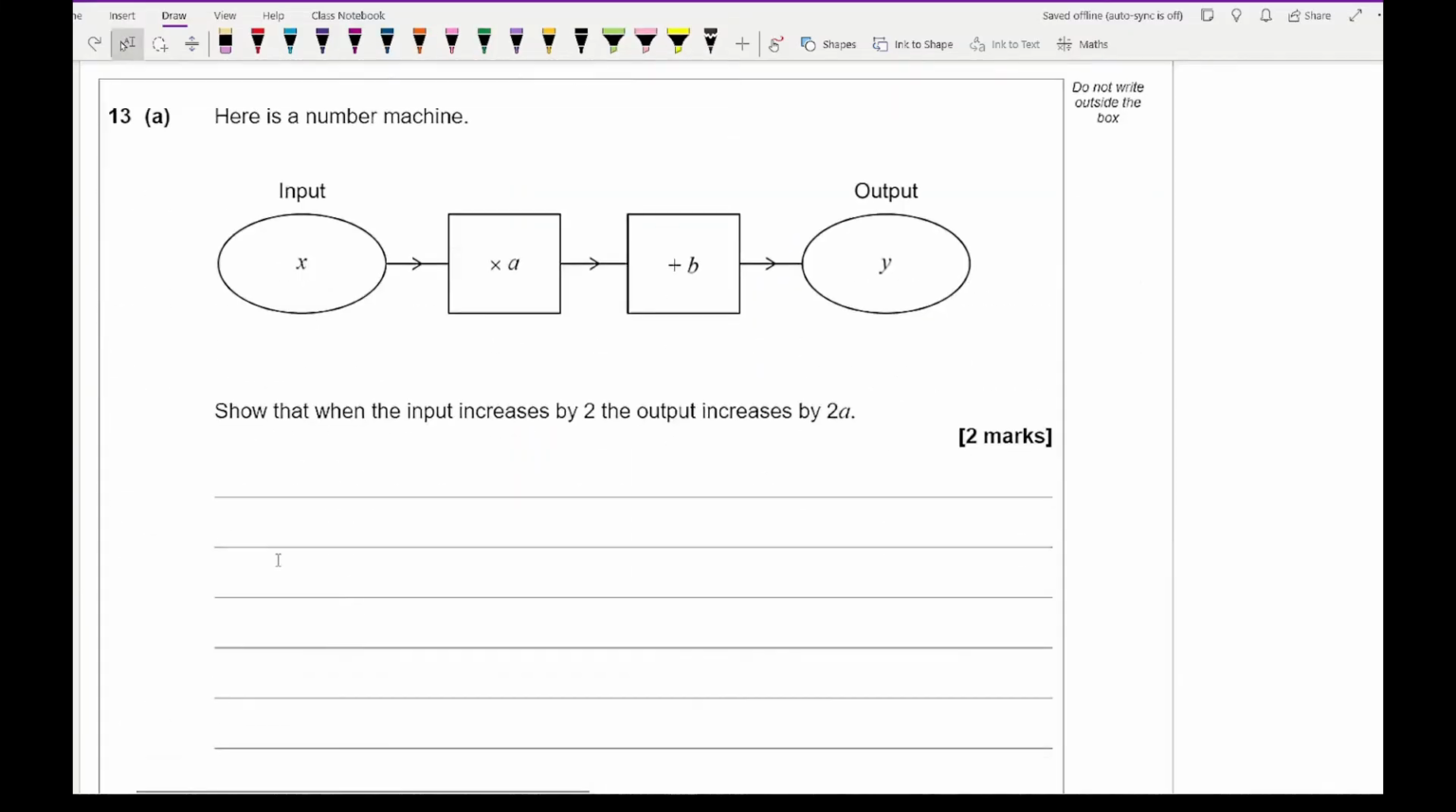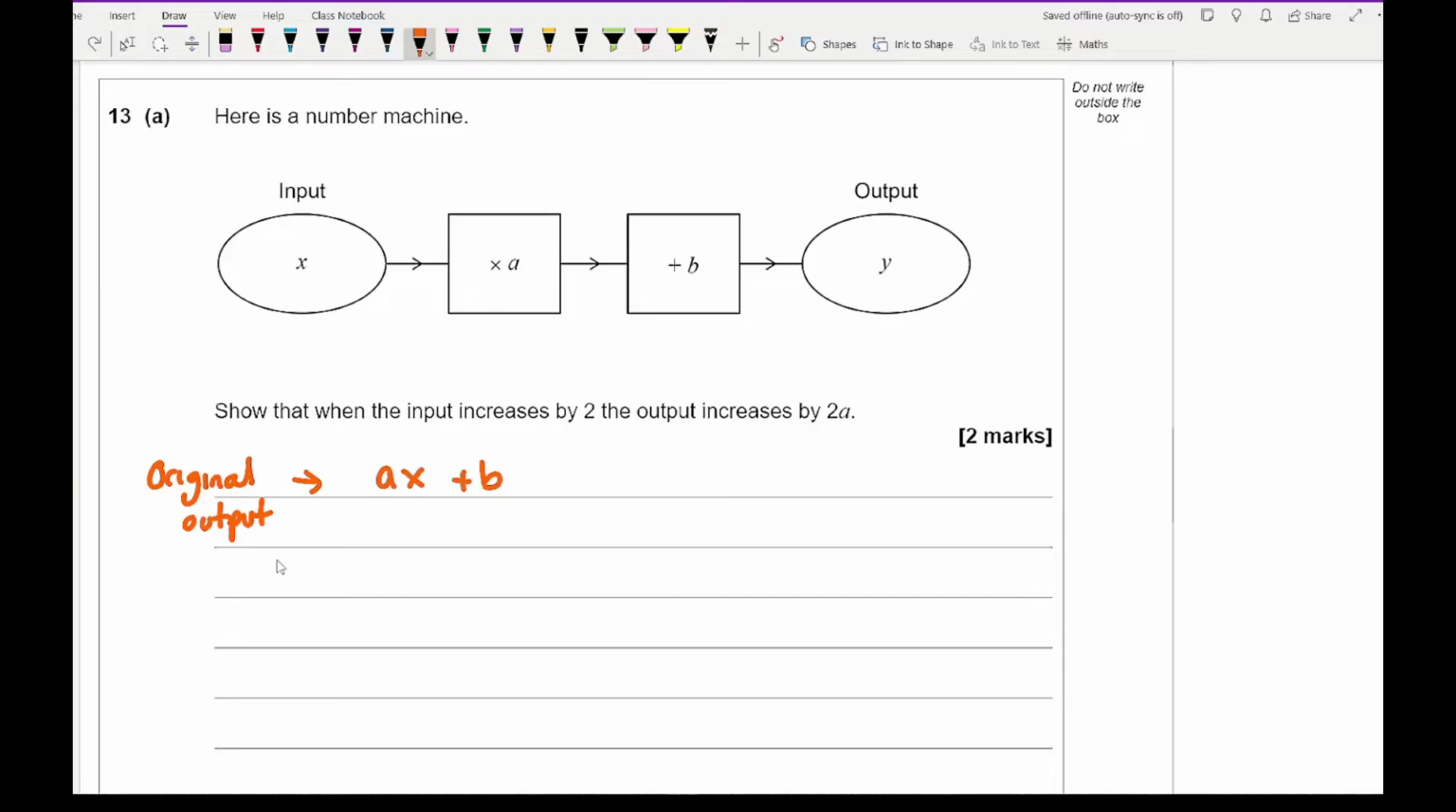Moving on to question 13, it says here is a number machine. Show that when the input increases by 2, the output increases by 2a. So first of all, if we work out the original output, following the machine using algebra, we end up with xa plus b, which is our original output.